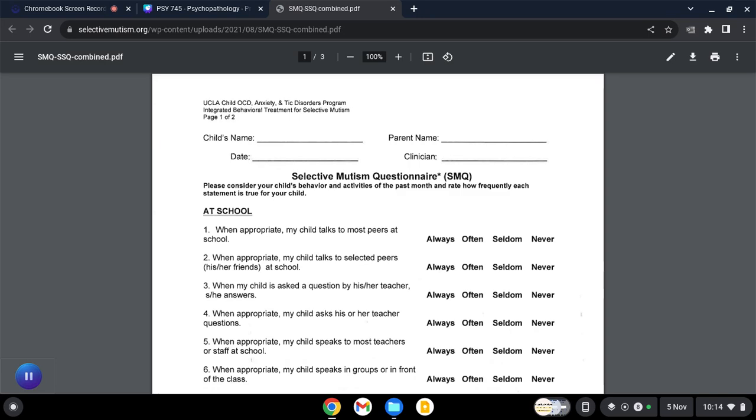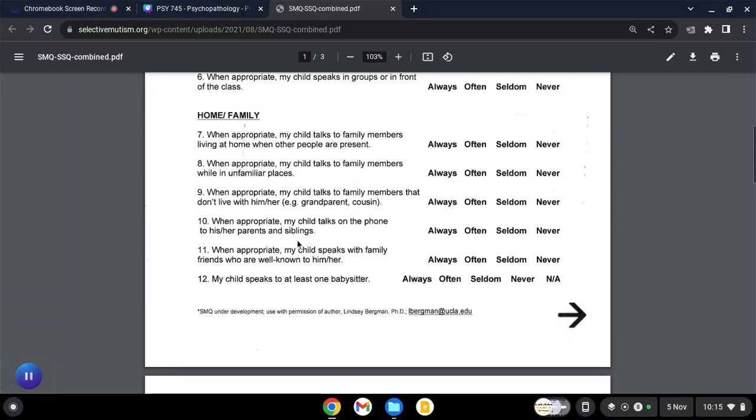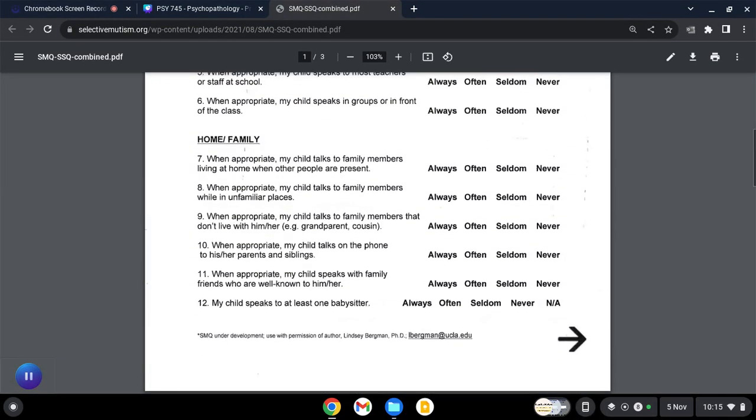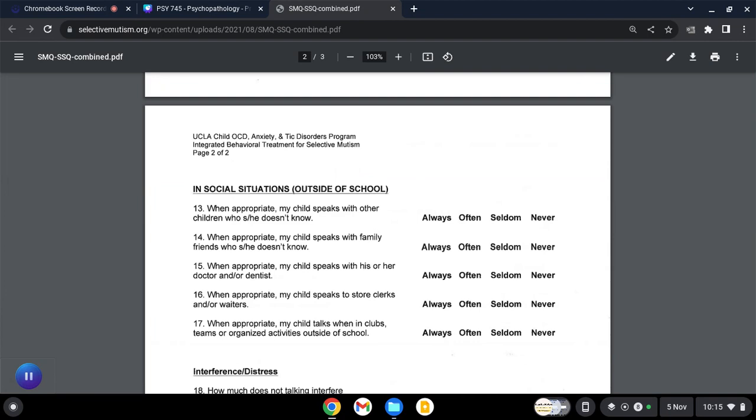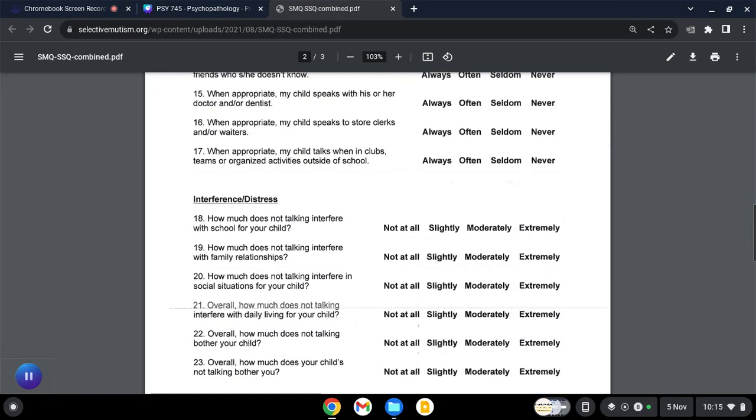As we see in this document, this is what a Selective Mutism Questionnaire would look like. We have the child's name, and the parent is also involved during these questionnaires. We see the different settings they're going to talk about. What is the child's behavior at school? What is the child's behavior at home or with family? What is the child's behavior outside of school, like the doctor, the park, and other settings? And lastly, one of the most important ones is, when the child has this behavior, how does it interfere with them or how does it distress the student? So this is an example of what the Selective Mutism Questionnaire looks like.